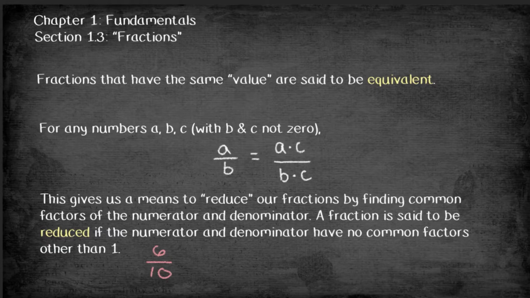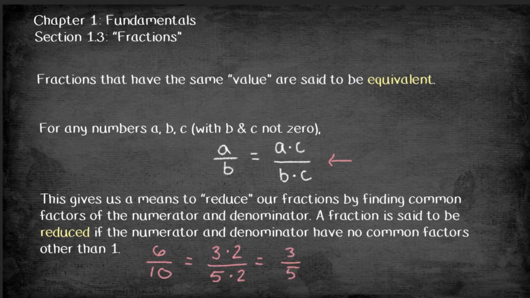And we want to think, okay, do 6 and 10 have any factors in common? Well, they both have factors of 2. So we have 6 is 3 times 2, and 10 is 5 times 2. And according to this rule here, going from right to left, this is equal to 3 over 5.